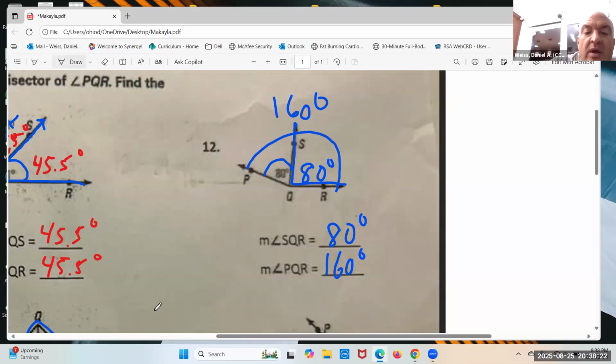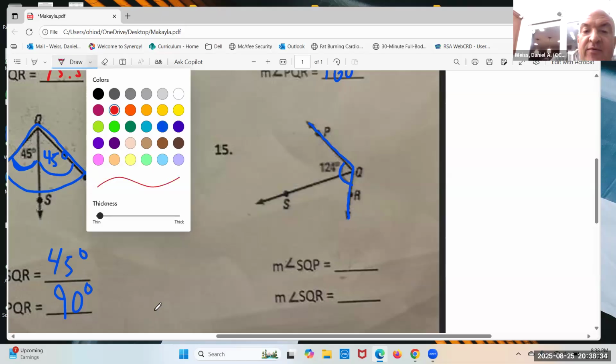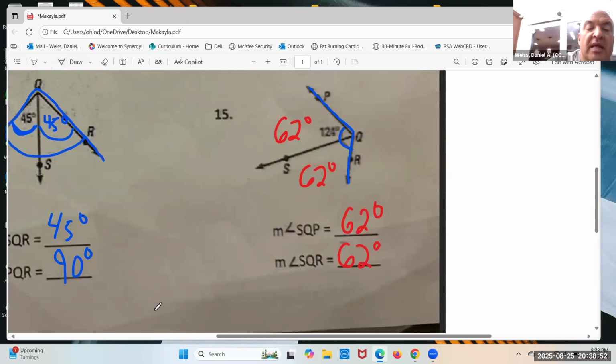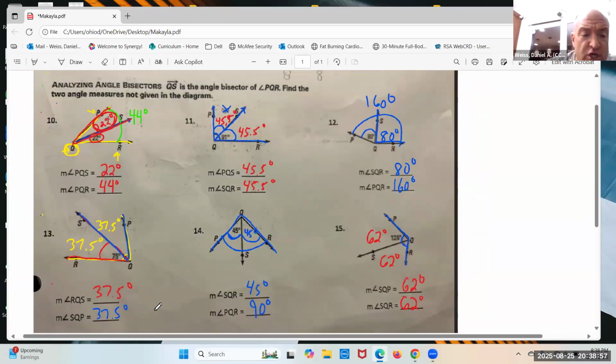There you go. Over here, the whole thing is 124. What's half of 124? Half of 124 is 62. That guy's 62, that guy's 62. So SQP is 62, and guess what SQR is? It's 62. Woohoo! That's how you do it.